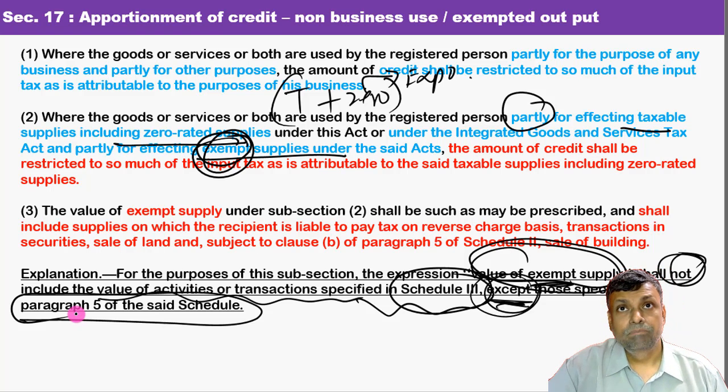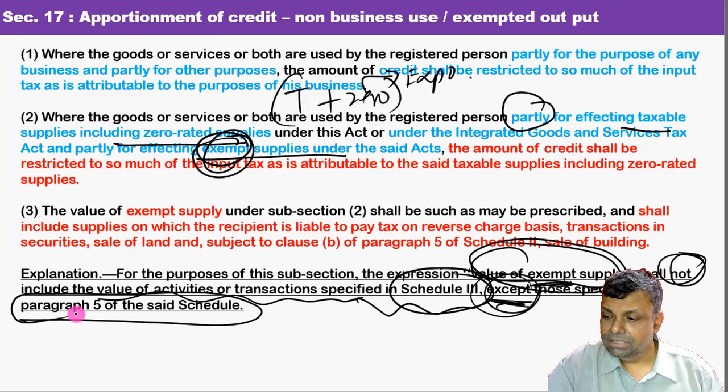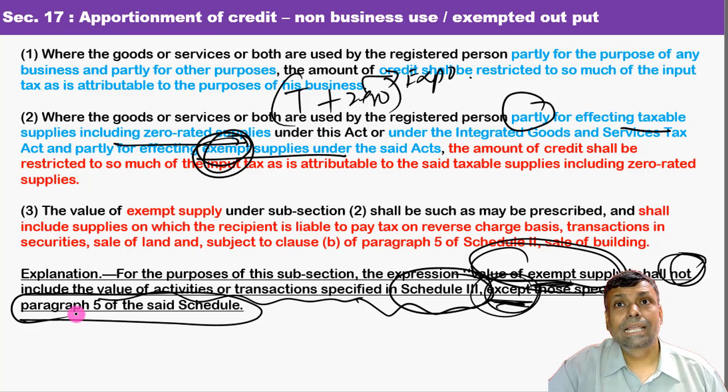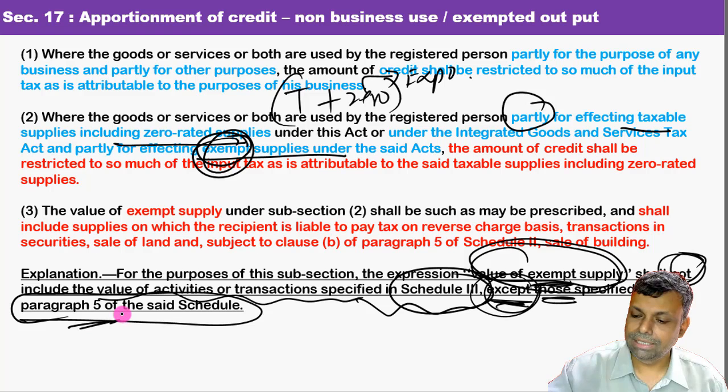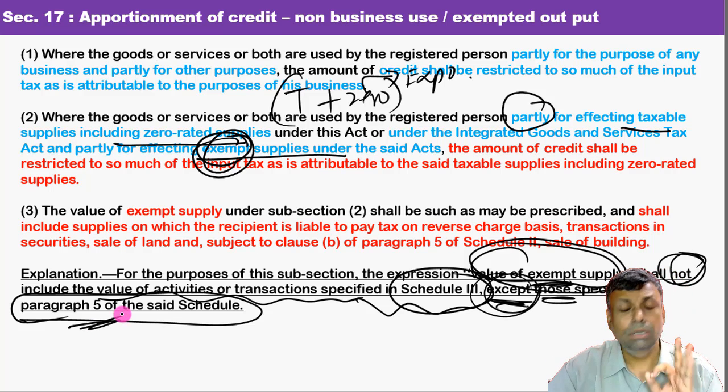In my regular class, friends, I have already explained this particular thing very, very carefully. So the exempt supply shall not include the value of the transactions specified in Schedule 3. That means those transactions which are in your negative list will not be considered as exempt supply for the purpose of this particular calculation, that is, your apportionment of the credit. However, except those specified in paragraph 5. So keep this one particular point in your memory very much, because here you have to take the ratio of exempt supply to taxable supply.